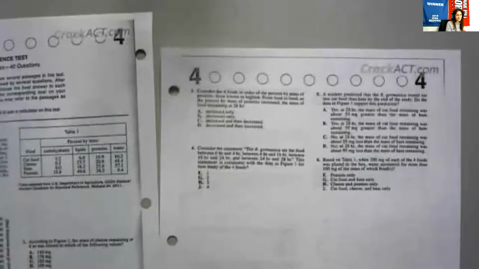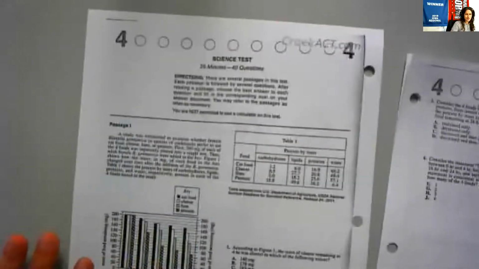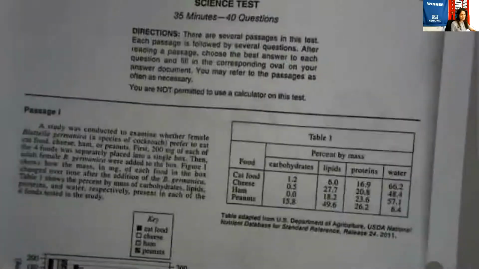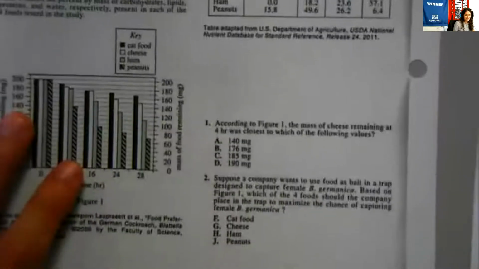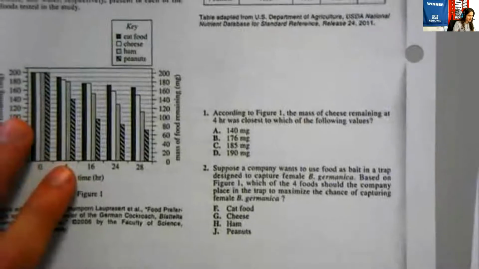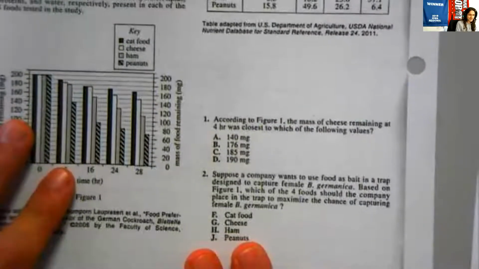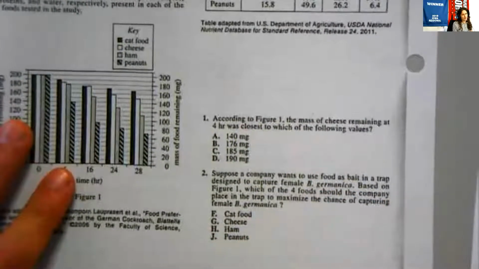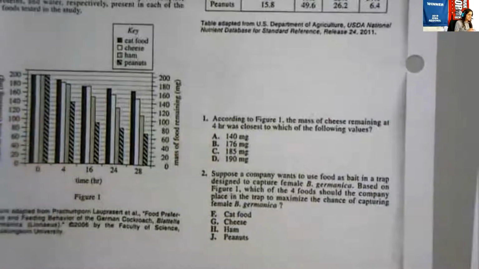So that's where we are. And I like this one. It's a fun little one talking about feeding some cockroaches. How do we catch the cockroaches? So you didn't have to know that, but we're gonna talk about it. So look at this. Oh my gosh! Beginning of the test. Those first few questions on ACT going to be easy peasy, hopefully. Let's jump right into it.